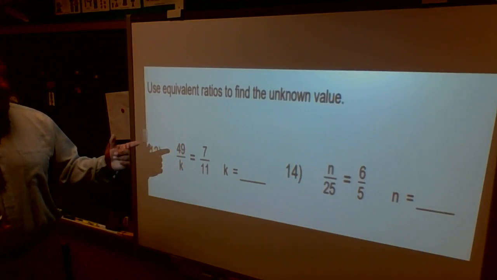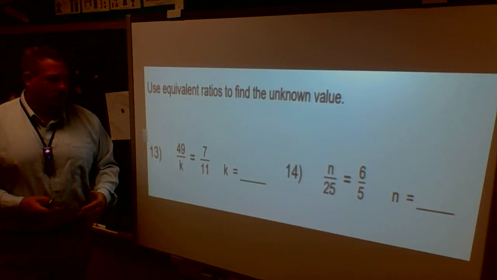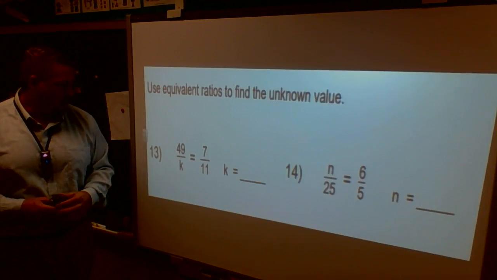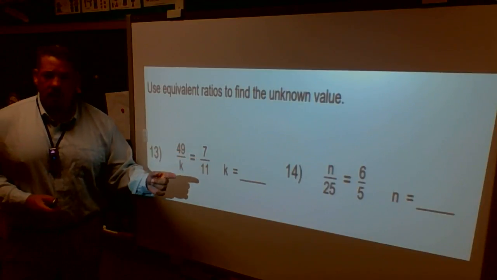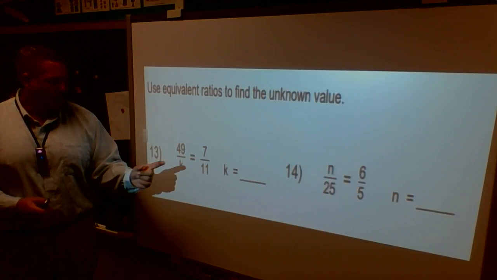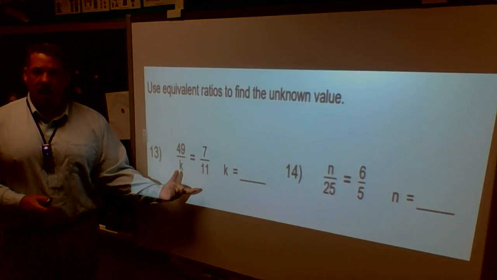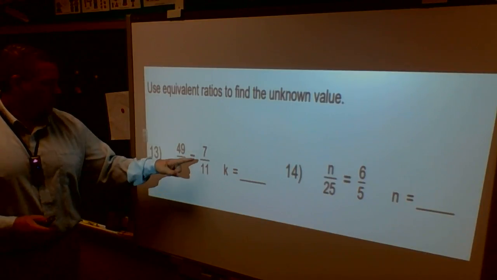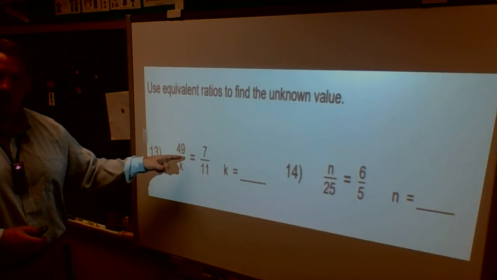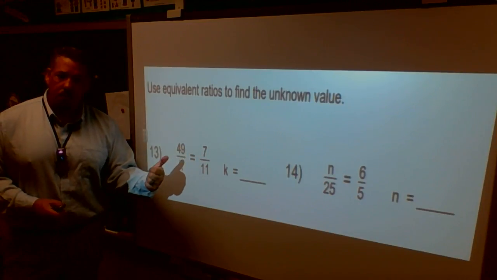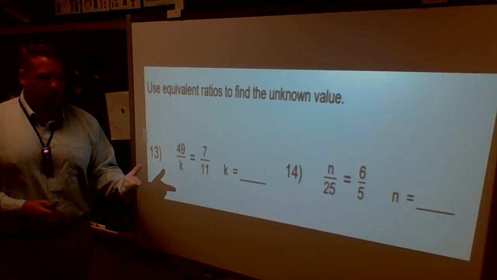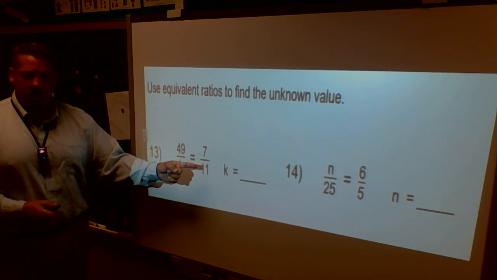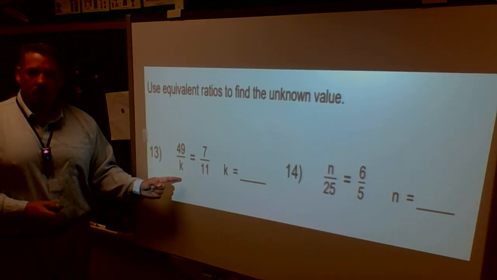Use equivalent ratios to find the unknown value then. All right, so 2 ways I can do these. I'm going to show you both ways. If I look at the pairing that is there, I have a 49 and a 7. This is not a pairing because I have a letter there. That's algebra. Okay. What would I do to 7 to get 49? Well, I'd either have to multiply or I have to divide one or the other. I could say I'm dividing 49 by 7 to get 7, but I can't divide k by 7.